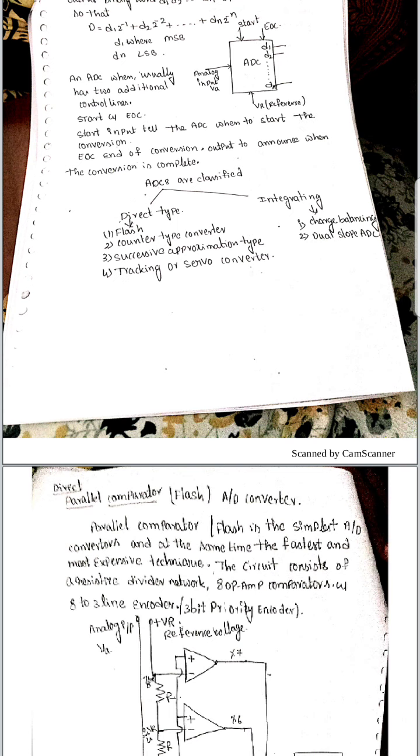An ADC usually has two additional control lines, that is the start and EOC, end of conversion. The start input tells the ADC when to start the conversion. EOC is the end of conversion, an output to be announced when the conversion is complete.